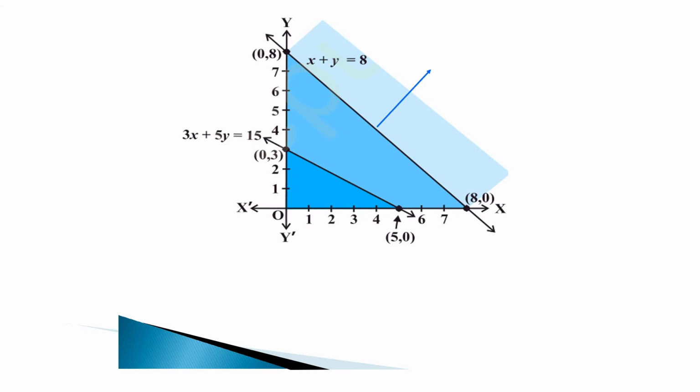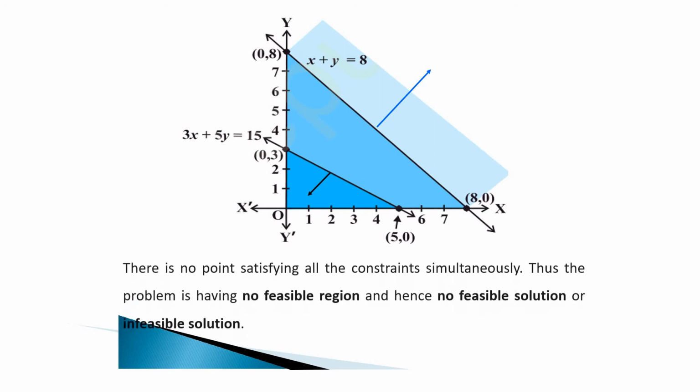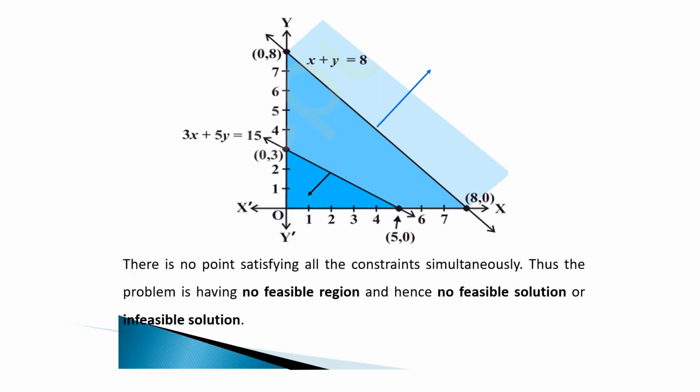We had x plus y greater than or equal to 8. So shading region is away from the origin, while 3x plus 5y was less than or equal to 15, so it is towards the origin. So obviously we don't have any common shaded region. The problem is not having any feasible region, so we end up with infeasible solution.